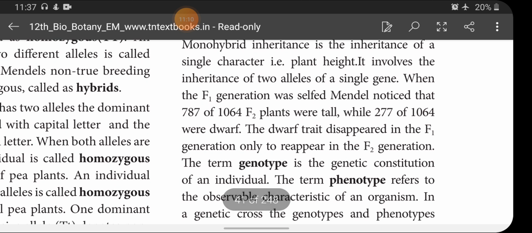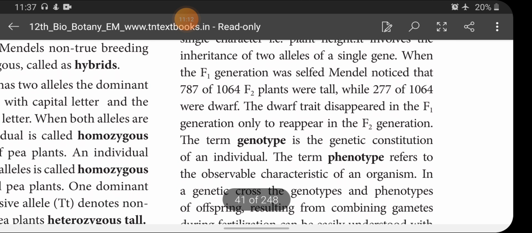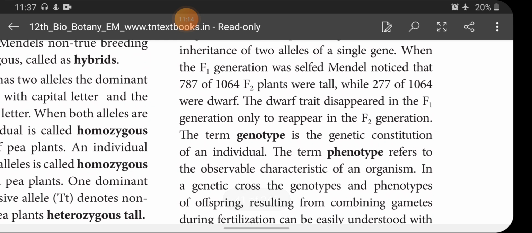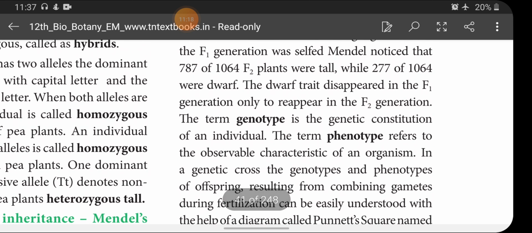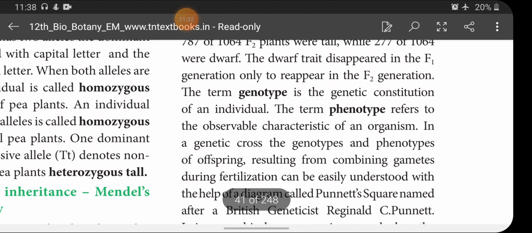It involves the inheritance of two alleles of a single gene. When the F1 generation was selfed, Mendel noticed that 787 of 1064 F2 plants were tall, while 277 of 1064 were dwarf. The dwarf trait disappeared in the F1 generation, only to reappear in the F2 generation. Actually, we could not see any dwarf plant in the F1 generation. It will reappear in the F2 generation only.